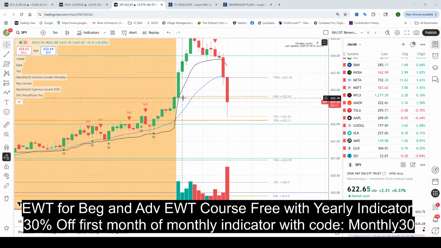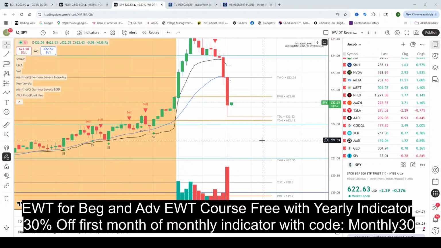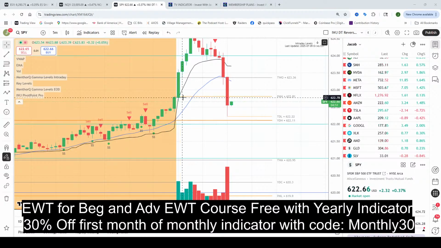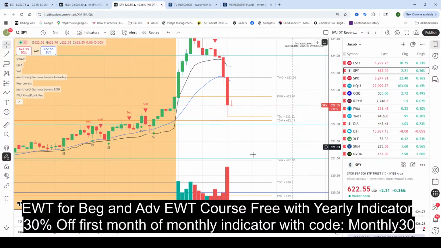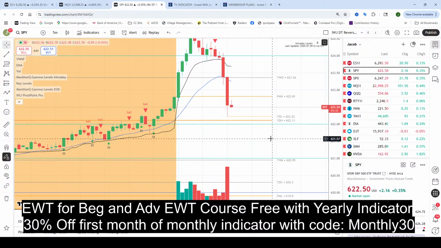I'd like to see them close below the opening print here at 622.78. If they close below that, that's a good sign, and they will. So that's something that is bearish, to close below that, and we should, maybe not directly, there might be a little bounce here, but we should see a gap close at some point today. At least the probability goes up that the gap is going to close today.